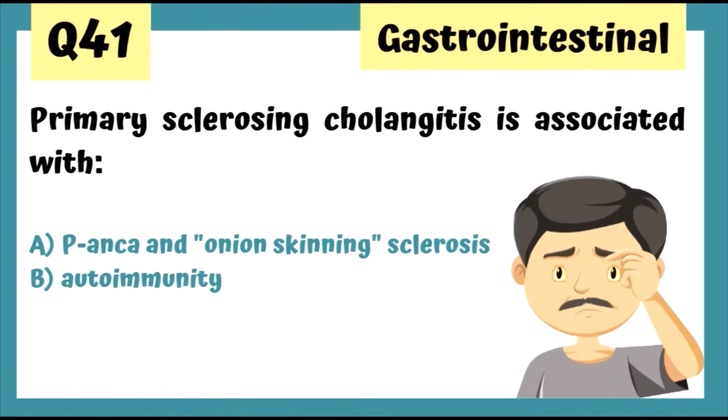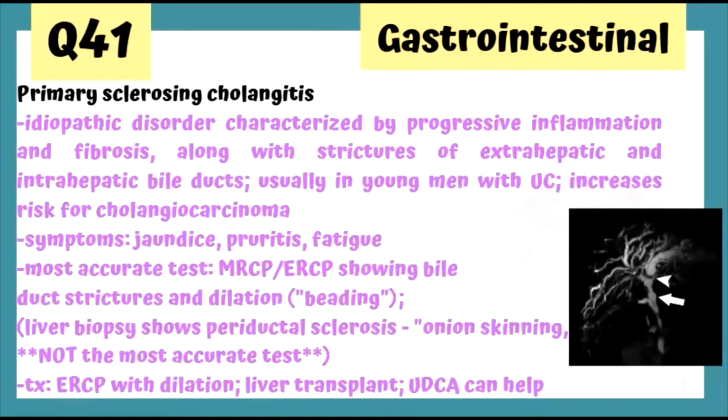Question 41. Primary sclerosing cholangitis is associated with which of the following: pANCA and onion skinning, or autoimmunity? It's not autoimmune. It's associated with pANCA and onion skinning and with ulcerative colitis. Here's a little bit about primary sclerosing cholangitis, and we'll move to the bottom over here. Liver biopsy shows periductal sclerosing onion skinning. MRCP and ERCP show bile duct strictures and dilation, the beading, which we see in the picture on the right.